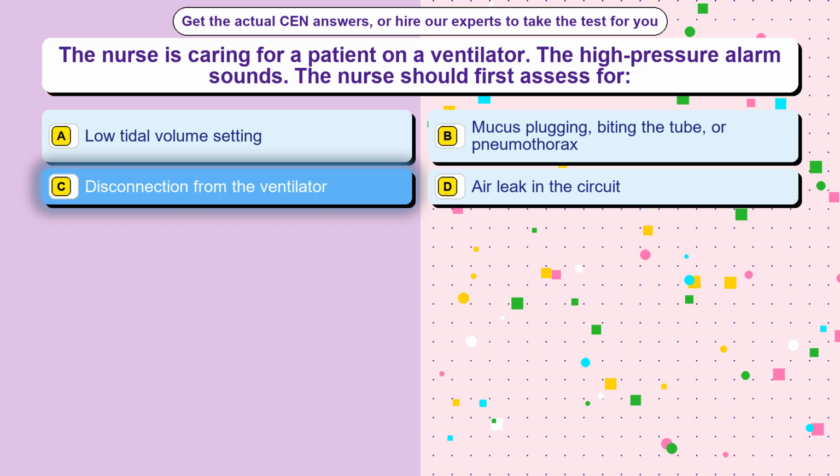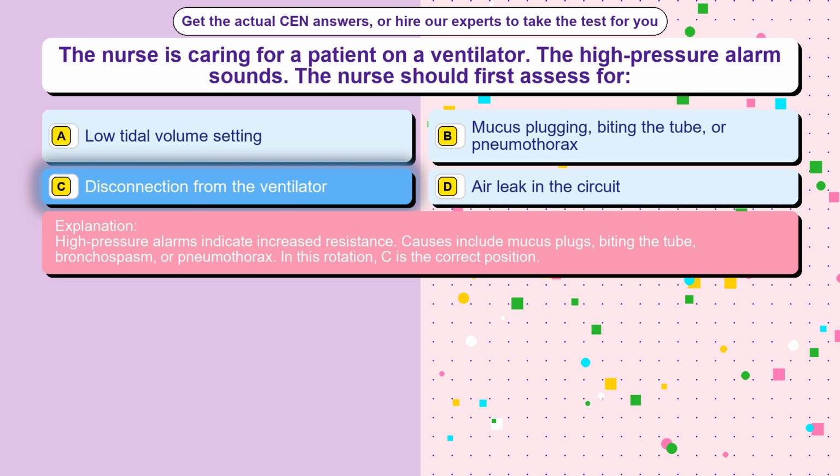The correct answer is option C, disconnection from the ventilator. High pressure alarms indicate increased resistance. Causes include mucus plugs, biting the tube, bronchospasm, or pneumothorax. In this rotation, C is the correct position.